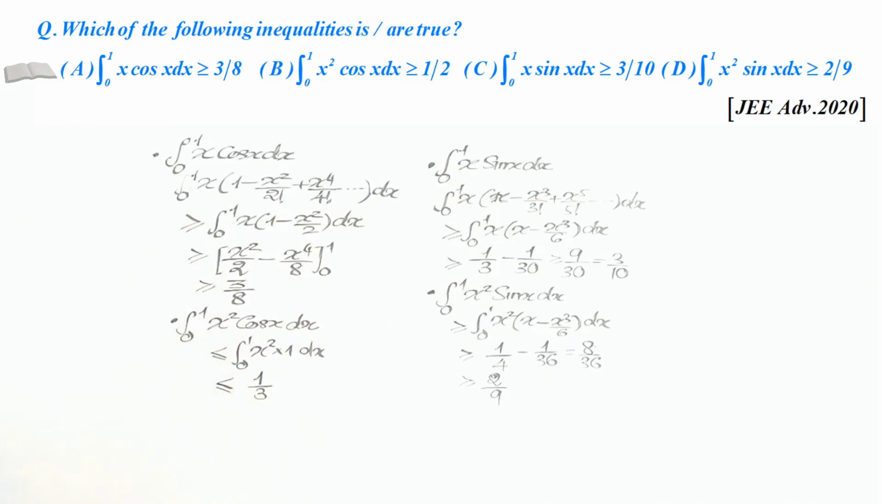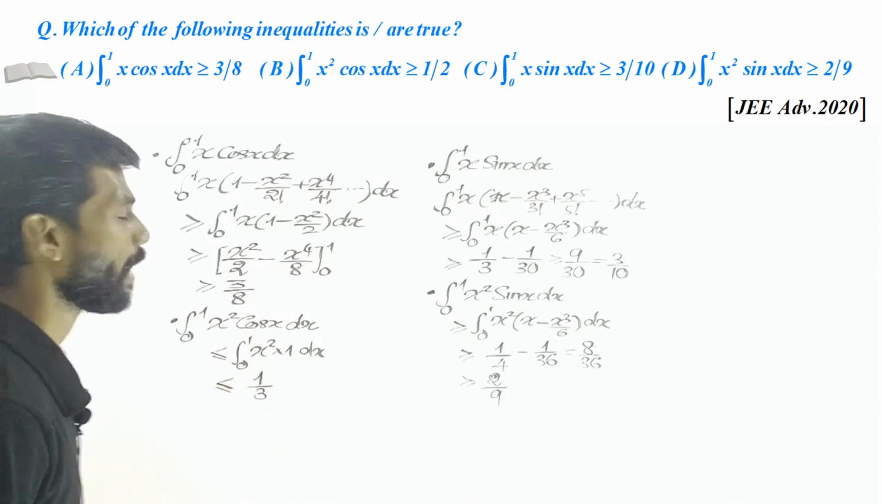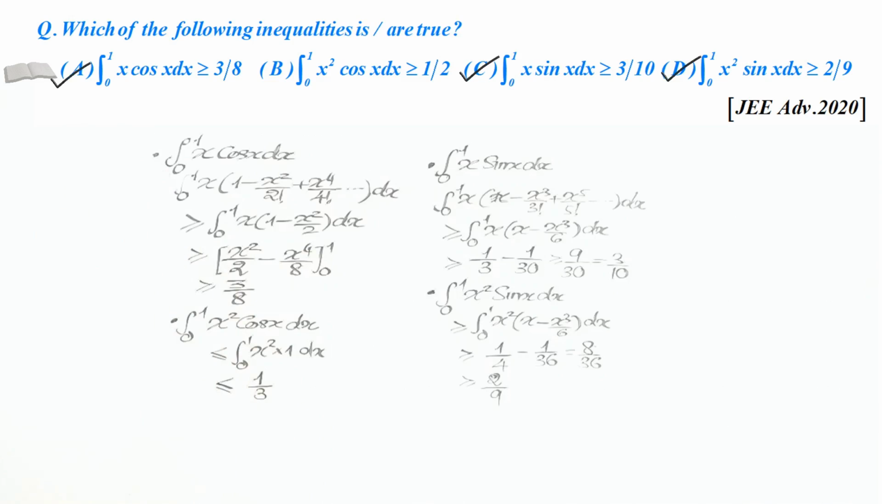The first one is correct, right? Integral x cos x is greater than or equal to 3 by 8. The next one, x sin x is greater than or equal to 3 by 10, so that is also correct. And also x square cos x is not greater than or equal to 1 by 2. And x square sin x is greater than or equal to 2 by 9. So that is the answer.